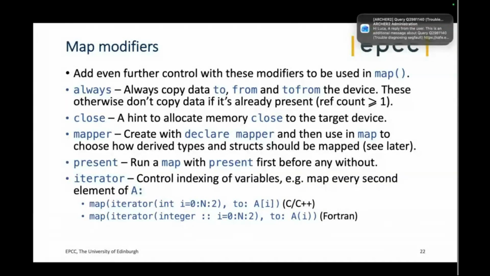Are you sure one is also iterator? So essentially, this allows you, instead of mapping a continuous chunk of memory, to say map all the even elements or all the odd elements. And it's a feature that works on both C, C++, and Fortran with different syntax.